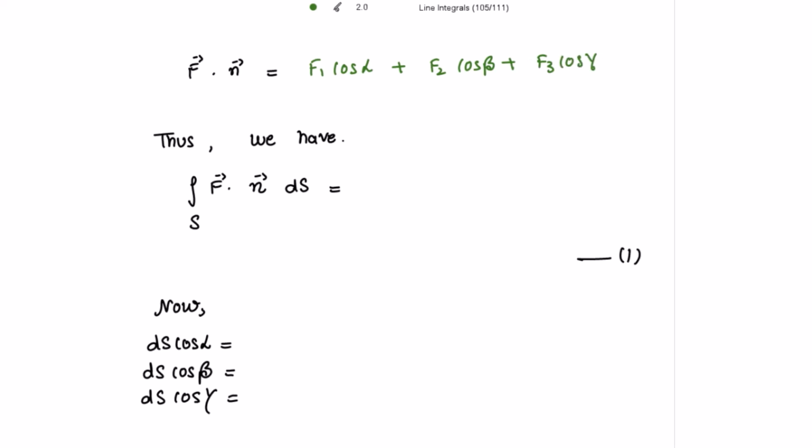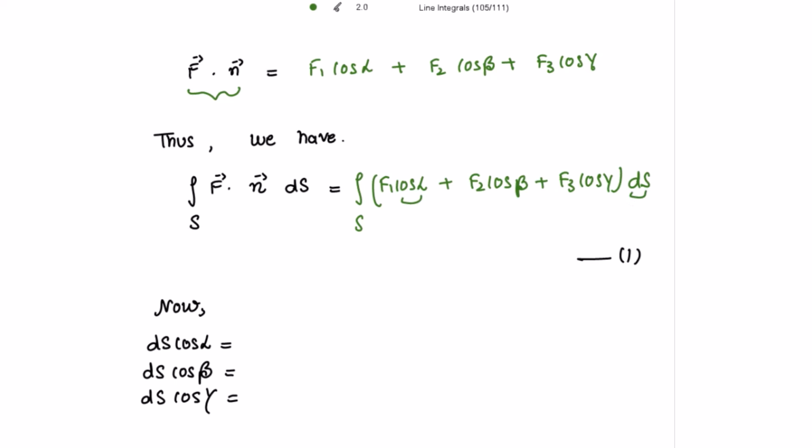So if I take the integral of the dot product of f vector with n vector across S, that will be equal to the integral over S of f1 cosine alpha plus f2 cosine beta plus f3 cosine gamma dS. Please mark this as 1.